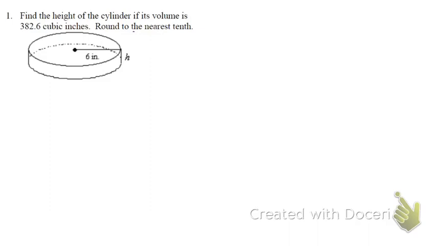Find the height of a cylinder if its volume is 382.6 cubic inches. So first, look at that reference sheet and figure out which formula is relevant to this problem. So it says volume right there, and this is a cylinder. Hopefully you know that. So hopefully you figured out that the correct formula for this is the volume of a cylinder.